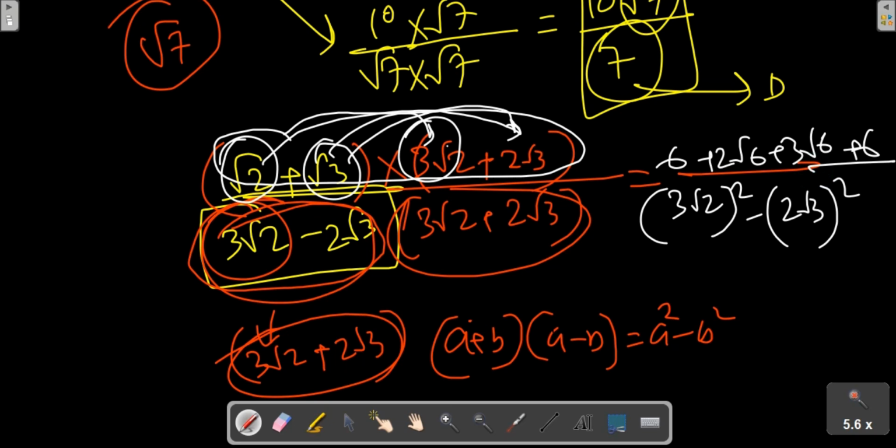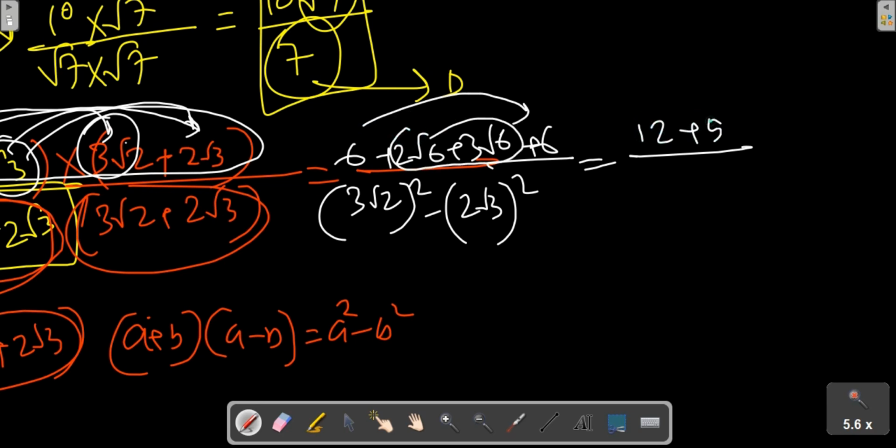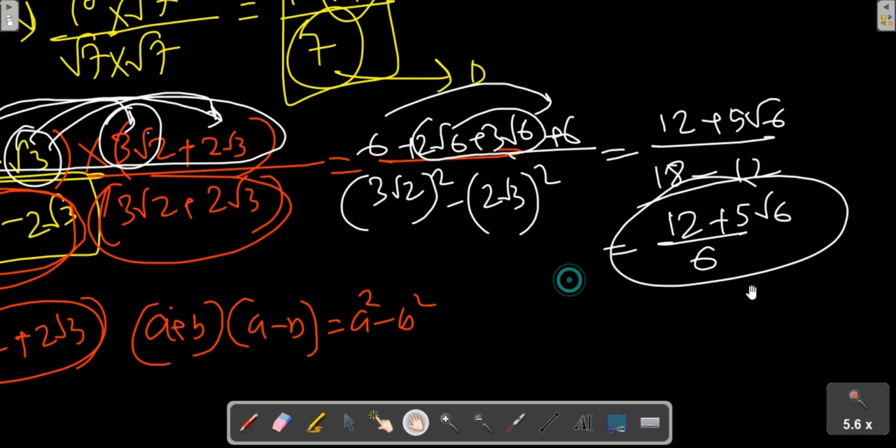So let's see what will come. Here we get this 6 and this 6 becoming 12, and 2 root 6 and 3 root 6 making 5 root 6. In the denominator we get 3 root 2 squared, which is 9 into 2, that is 18. 2 root 3 squared is 12. So 18 minus 12 is 6. So we have 12 plus 5 root 6 by 6. You see, the number is now rationalized.